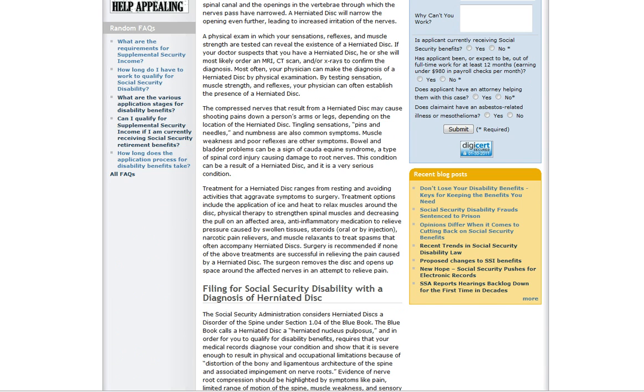Treatment for a herniated disc ranges from resting and avoiding activities that aggravate symptoms to surgery. Treatment options include the application of ice and heat to relax muscles around the disc, physical therapy to strengthen spinal muscles and decrease the pull on an affected area, anti-inflammatory medication to relieve pressure caused by swollen tissues, steroids, oral or by injection, narcotic pain relievers, and muscle relaxants to treat spasms that often accompany herniated discs.